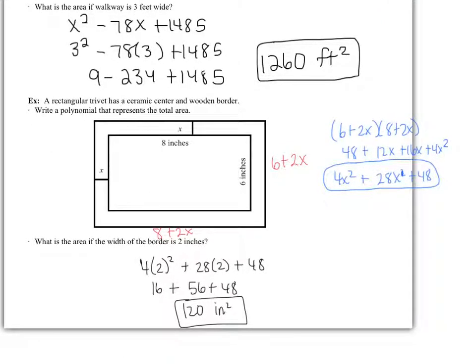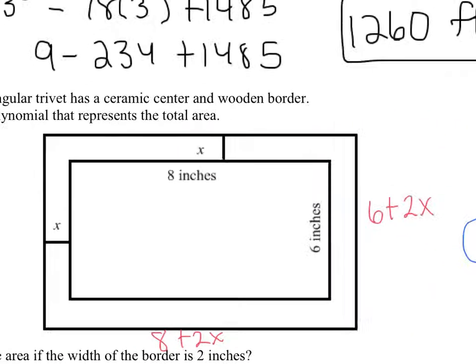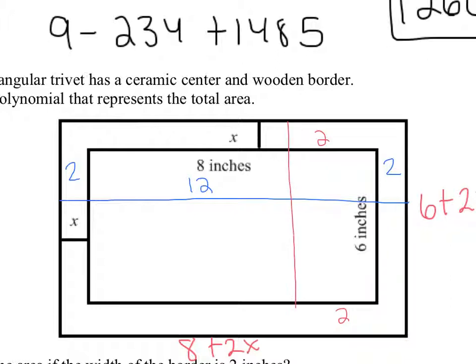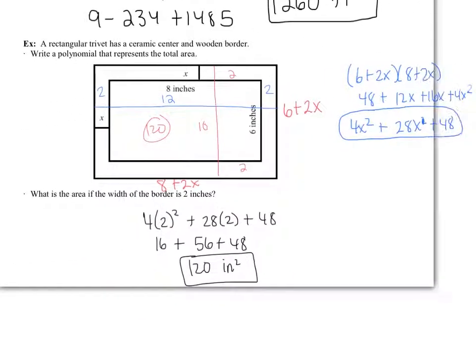Okay, so if from here to here is 8, and this is 2, if this is 2 and this is 2, then this whole thing would be 12. And if from here to here is 6, but then this is 2 and this is 2, this whole thing should be 10, and 10 times 12 is 120. So the fact that they came out the same tells me that this must have been correct, because I got the right answer by replacing x in there.